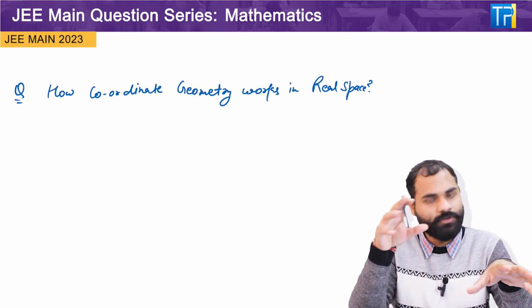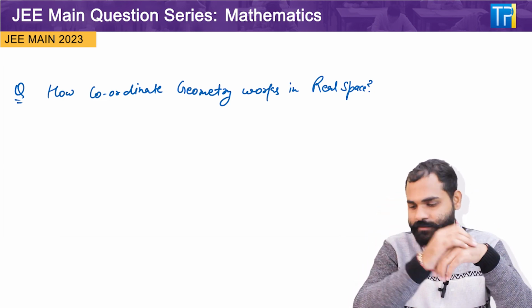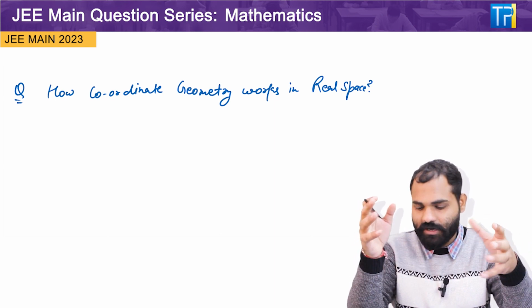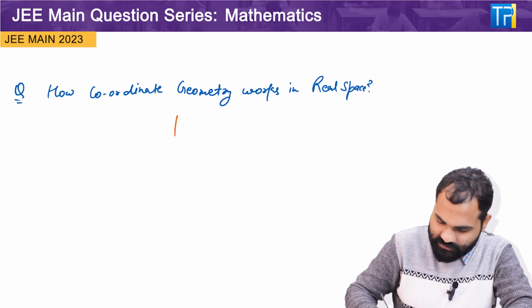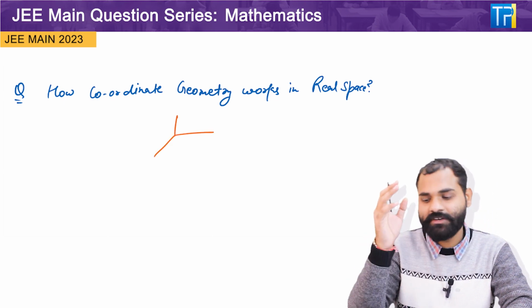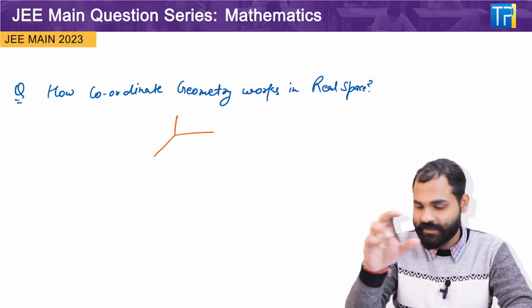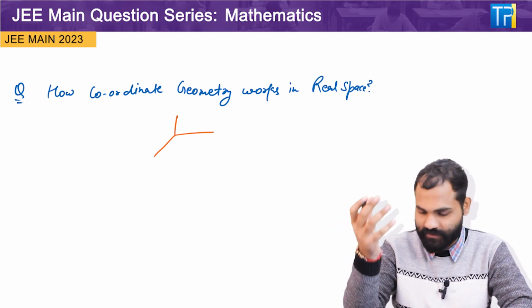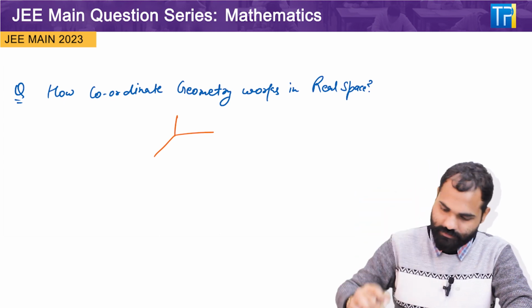Well, first let's have a look at the question. The question is how coordinate geometry works in real space. It simply means how the coordinate geometry, which is this, works in real space. So we'll explain this question with practical examples, or we can say real life examples. Okay, so we'll start one by one.